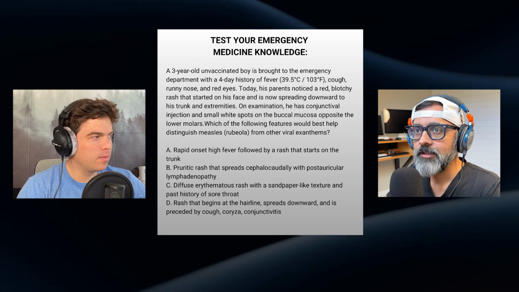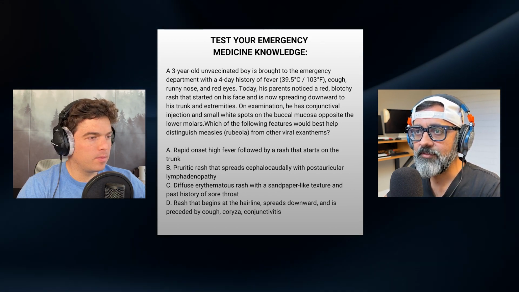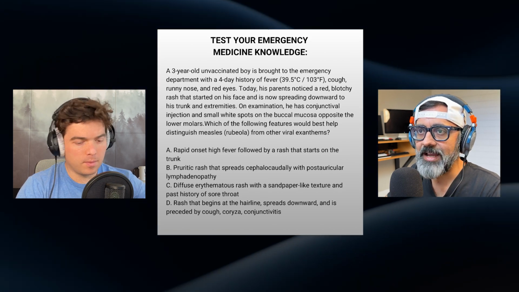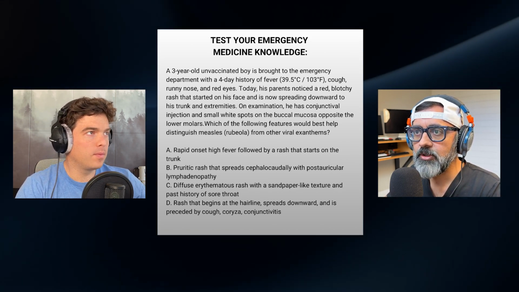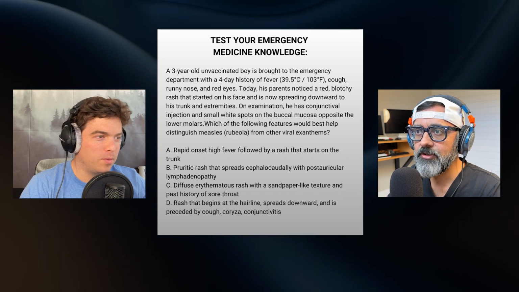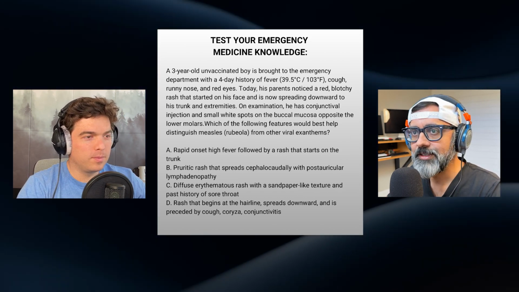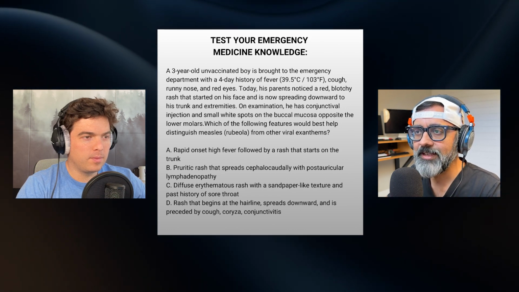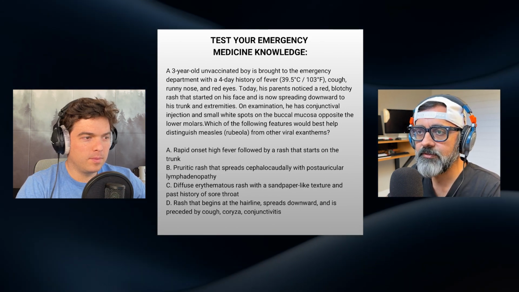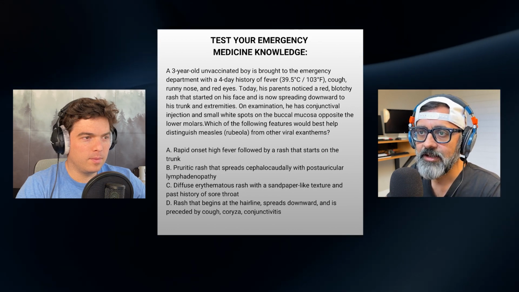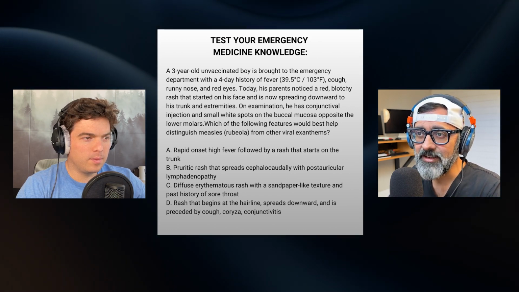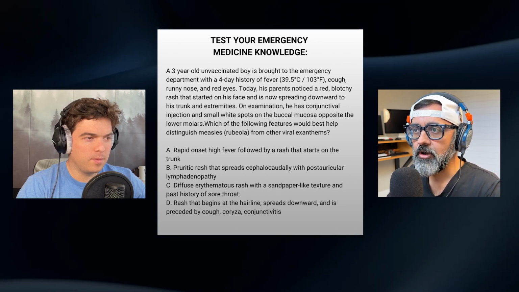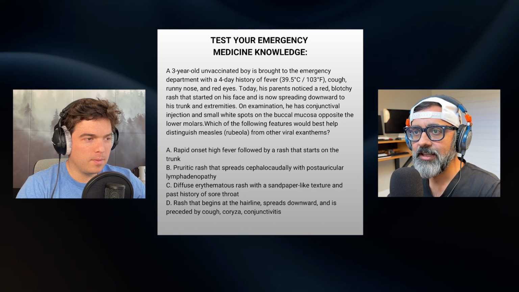Tough one. Is it A, rapid onset high fever followed by a rash that starts on the trunk? Is it B, a pruritic rash that spreads cephalocaudally with post-auricular lymphadenopathy? Is it C, diffuse erythematous rash with a sandpaper-like texture and a past history of sore throat? Or is it D, a rash that begins at the hairline, then spreads downwards and is preceded by cough, coryza, and conjunctivitis?